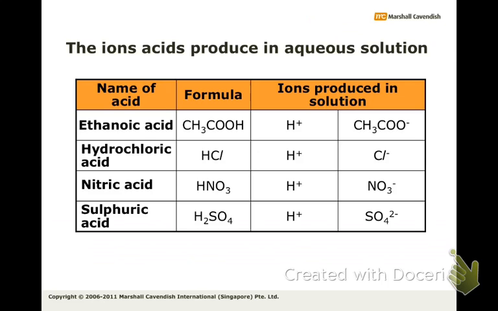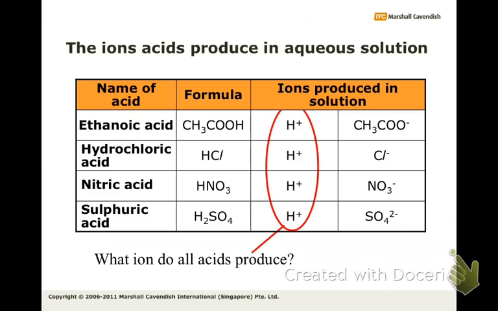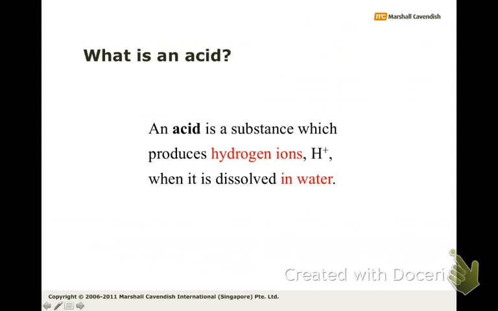So what do all these acids have in common? If you realize, all of them have these H+ ions in common. So the H+ ion is the one that makes them qualify to be an acid. If you want to be an acid, you have to give off H+. So the definition of an acid is a substance which produces hydrogen ions when dissolved in water. This definition will occasionally come out for tests, so it will be useful for you to memorize it. It's quite easy to memorize.